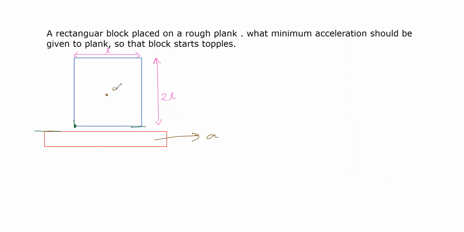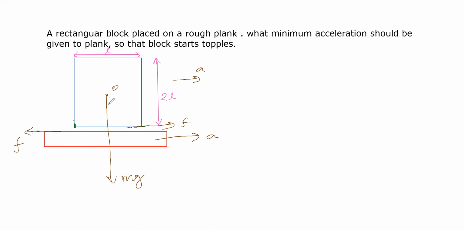Now assume this is the center of the block, and the force mg is acting in the downward direction. When we give the plank acceleration A, the block opposes the motion of the plank, so the frictional force on the plank acts in this direction. So the block exerts a frictional force on the plank, which is the action. For every action there is an equal and opposite reaction, so the plank will exert a frictional force on the block in the opposite direction. This friction force alone accelerates the block with acceleration A, and it also makes the block rotate.